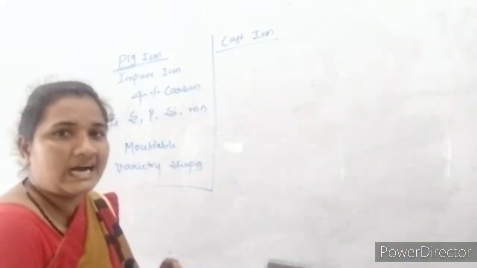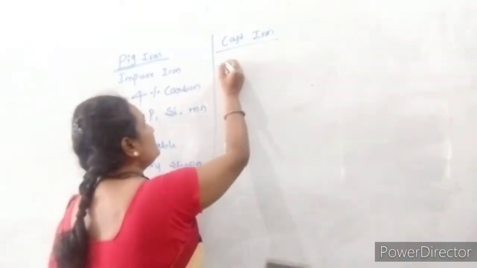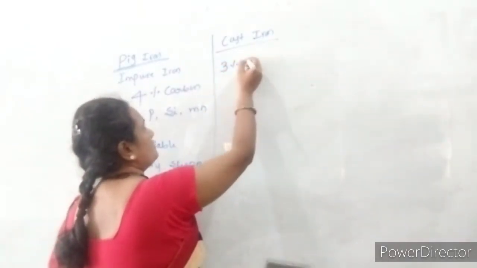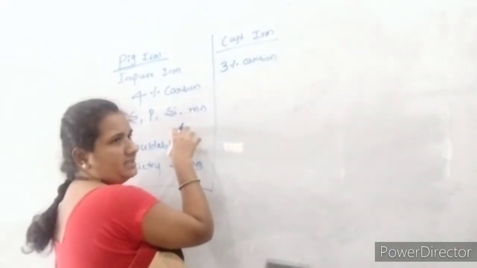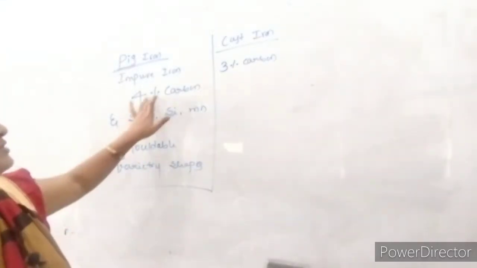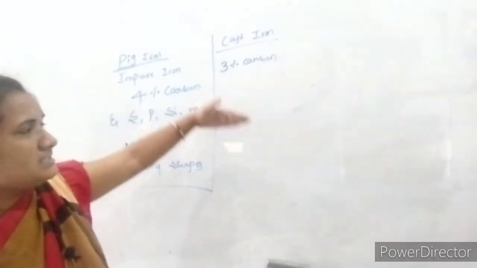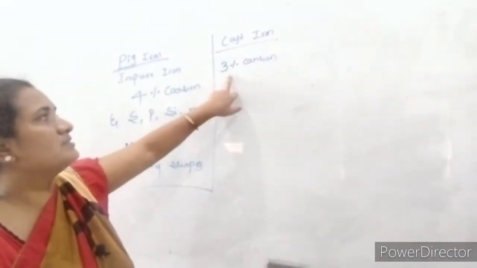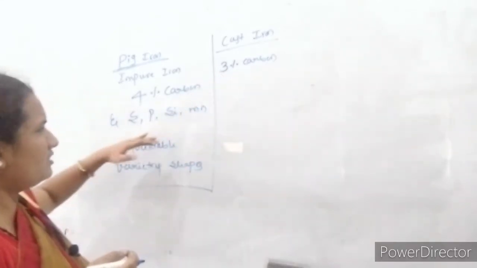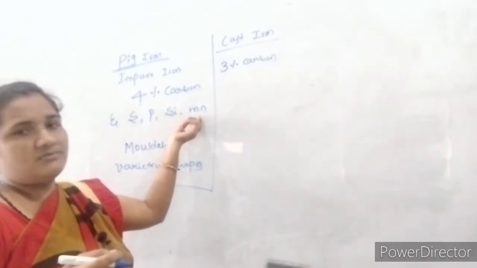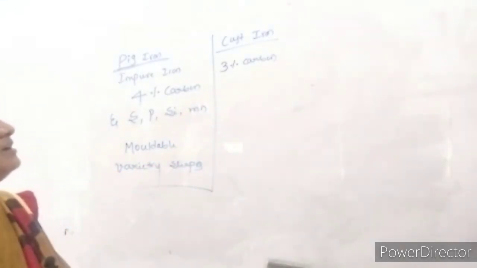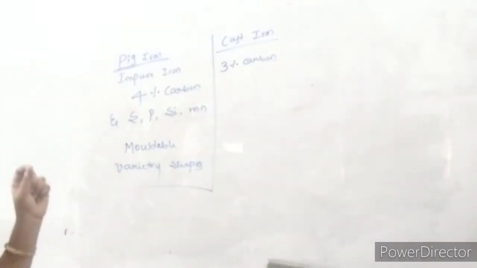This cast iron contains 3% carbon because we remove some of the impurities from the iron, so it has a lesser amount of carbon. Along with this carbon, silicon, phosphorus and manganese will still be present in the cast iron, but we can only lessen the percentage of carbon.